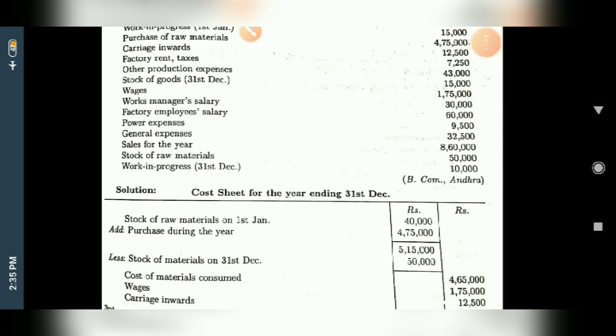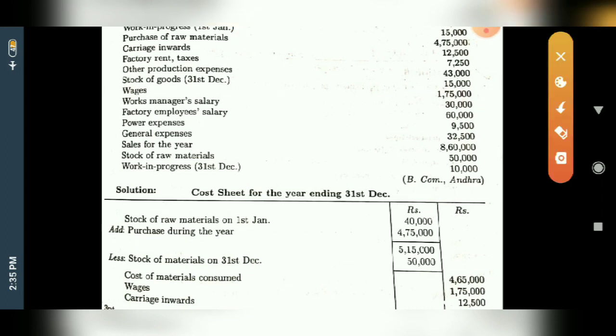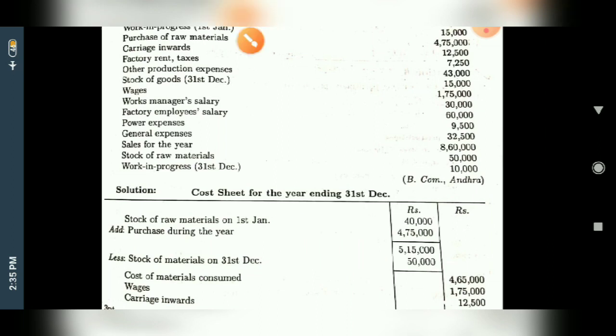Okay, note all these contents. Now let us proceed with the answer. See here, this is the answer. Let us proceed. First, opening stock of raw materials is to be taken into consideration. That is 40,000. Then you have to see if there are any purchases. Yes, purchases are there, that you have to add. Then you will get one amount. From that amount you have to deduct the closing stock of raw materials. Then you will get the cost of material consumed. Then wages or any factory related carriage inwards are there, that is to be added.